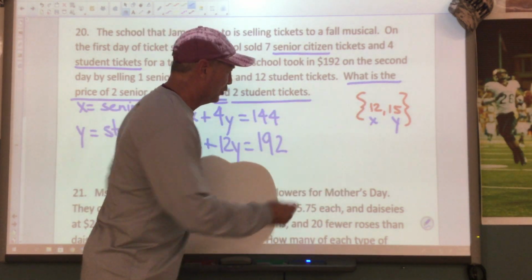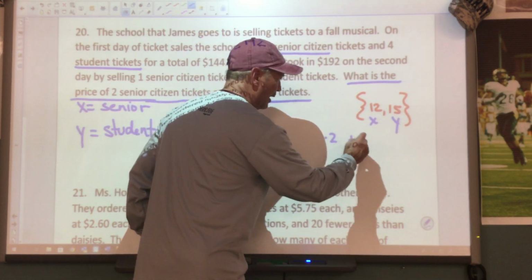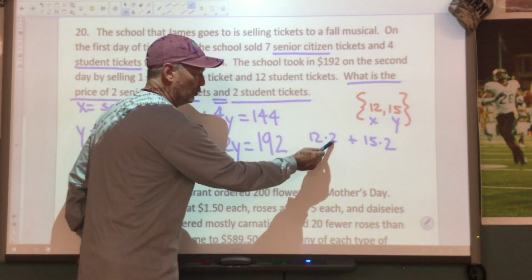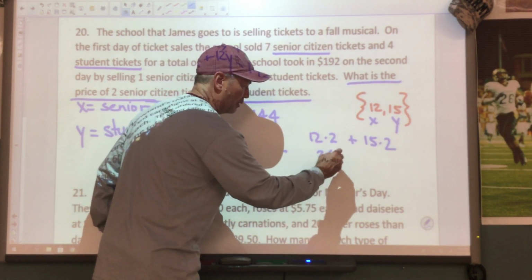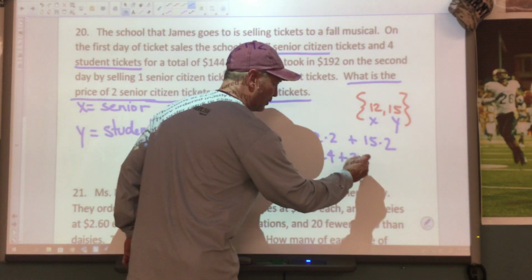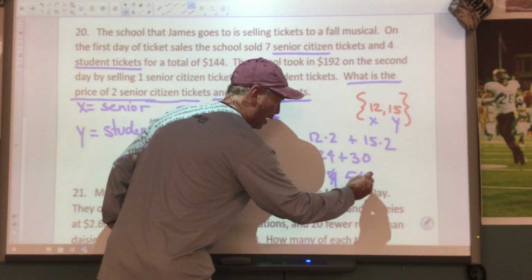2 of these, you're going to have to go 12 times 2, and then you're going to have to go 15 times 2. 2 senior citizen tickets is $24. 2 student tickets is going to be $30. You add those together and you're going to give me a total of $54.